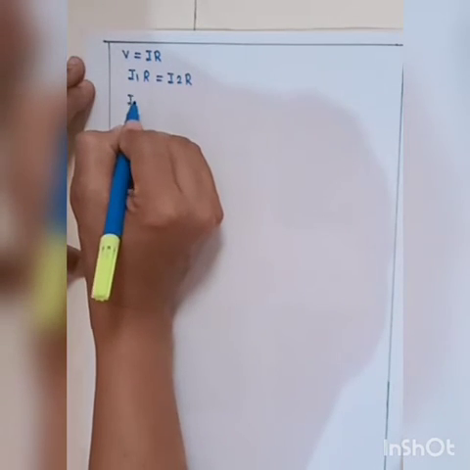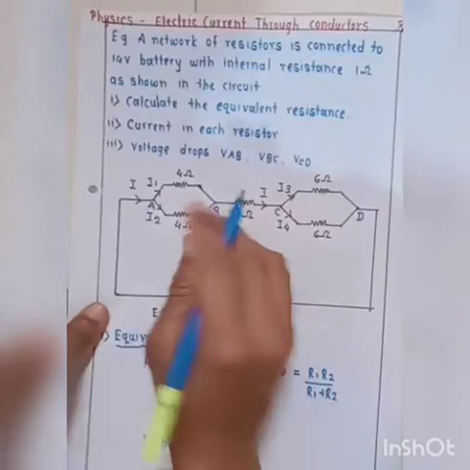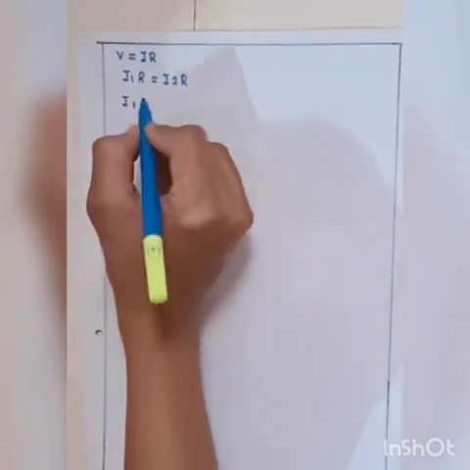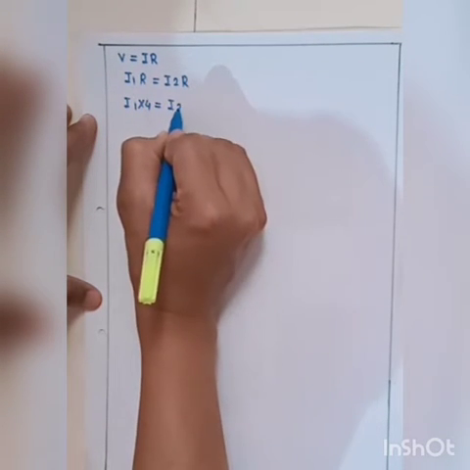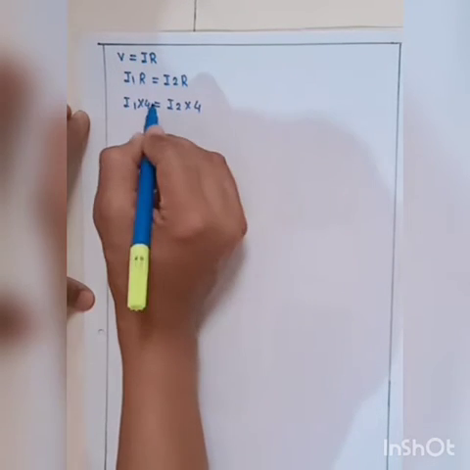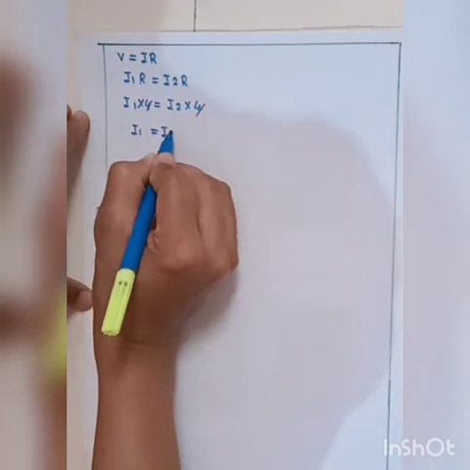Now we have to find the value of I1 and I2, but the resistance is 4 ohm and here also 4 ohm. So we get I1 into 4 is equal to I2 into 4. Now this 4 will get cancelled and we get I1 is equal to I2.